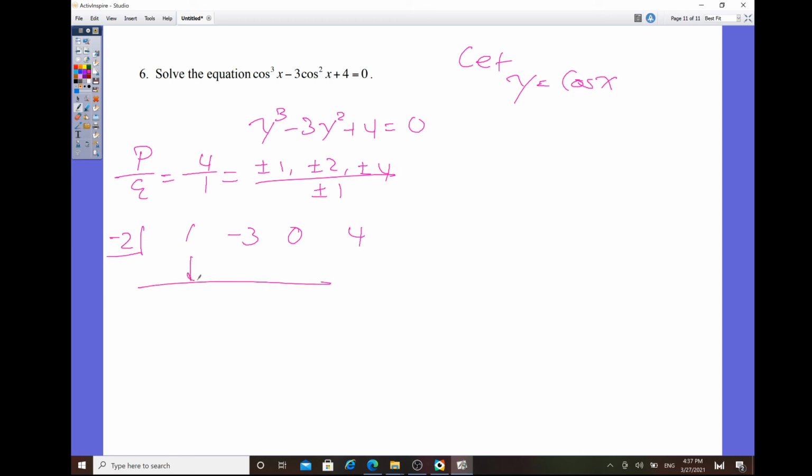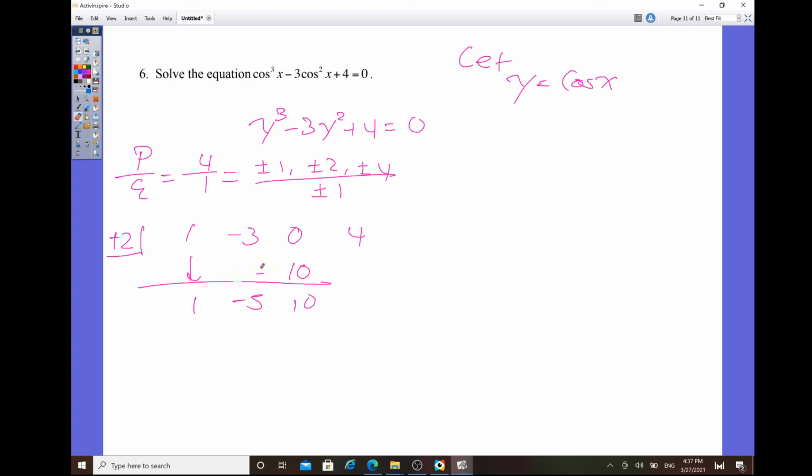So bring down the first number. So we got 1 times negative 2, negative 2. Combine them, negative 5. This one would be 10, but that would be too big. Okay, it won't work. But let's try positive 2 and see what happens.